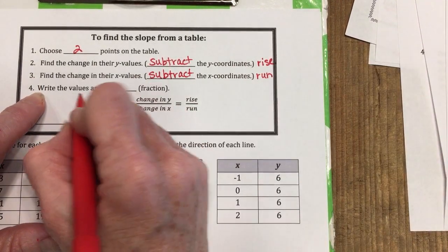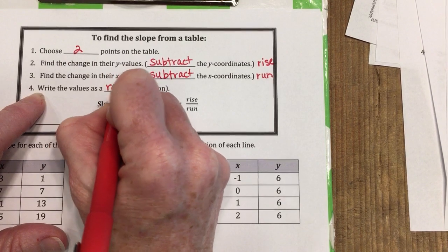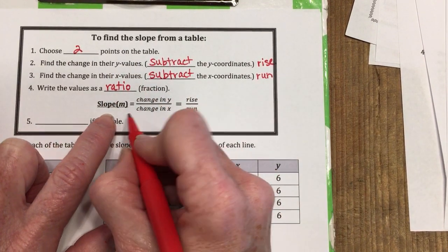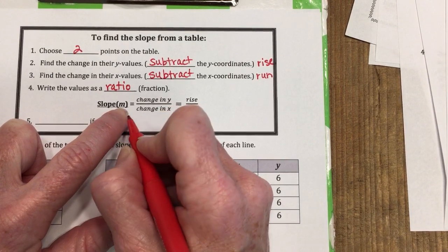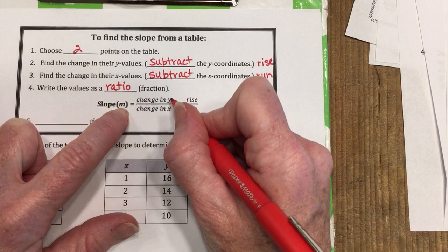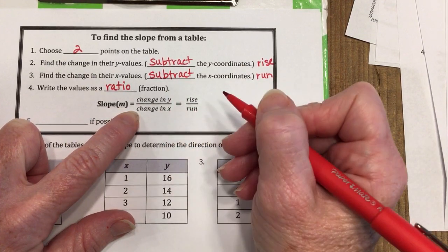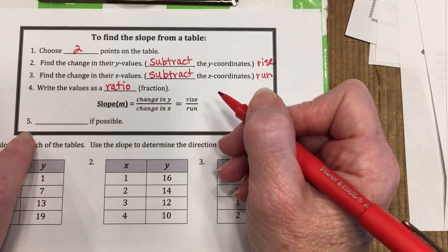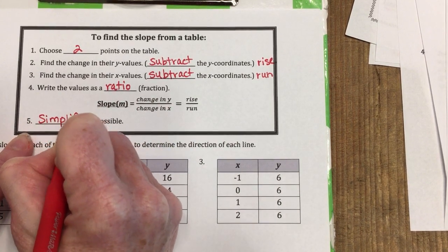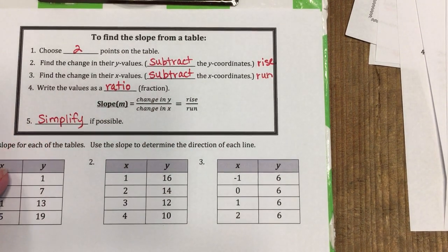Then you're going to write the values as a ratio, okay, which is really just another way to write a fraction. All right, and the slope, which uses the letter m to mean slope, is really the change in y. You're going to write it as the change in y over the change in x, or the rise over the run. All right, and then because you're writing it as a fraction, again, you want to make sure you simplify it before you count yourself done.